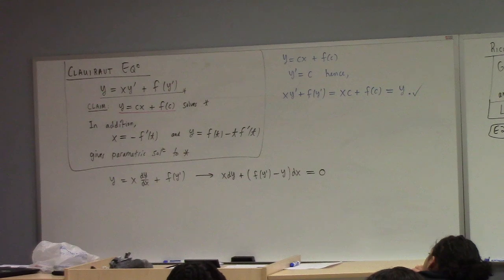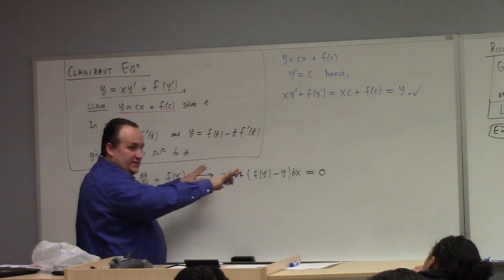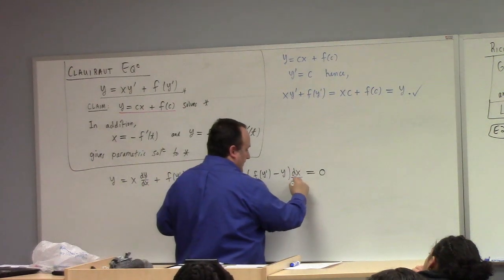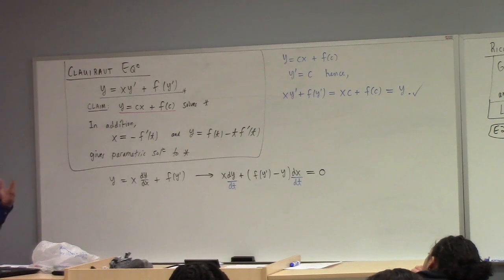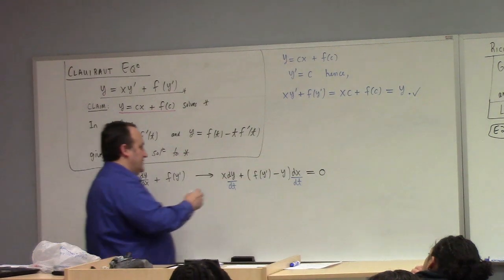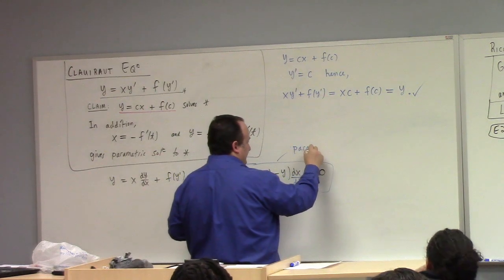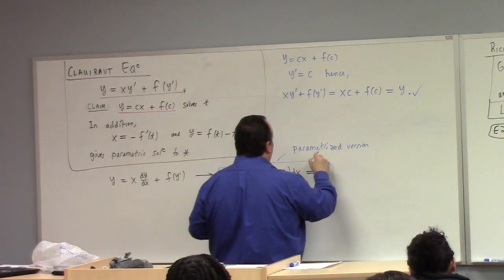I'm trying to give you an idea of how you would check that something's a parametric solution to a given differential equation. Here's one way you could do it. If it is a parametric solution, it should be the case that if we take the differential equation like this and just divide by dt, when you plug it into the parametrized form, this is what I would call the parametrized version of star.